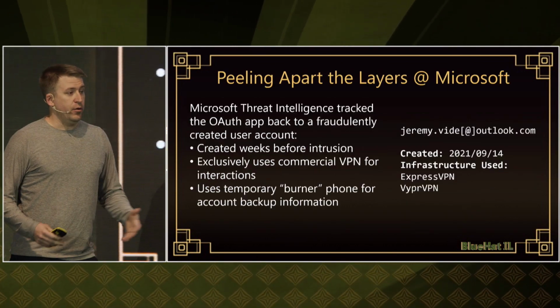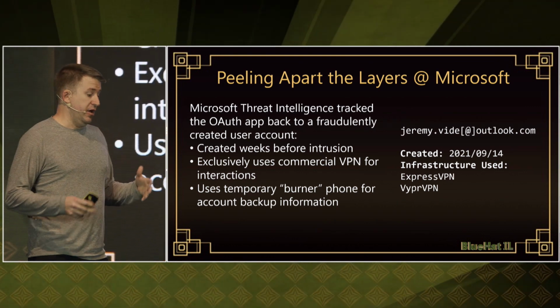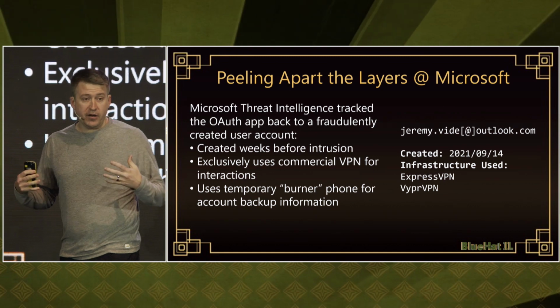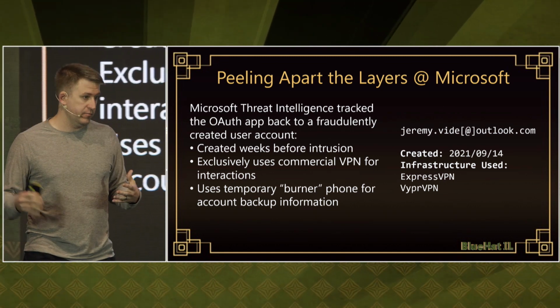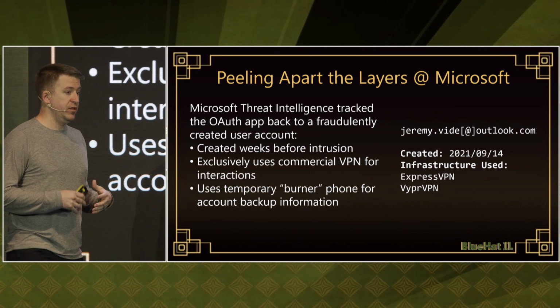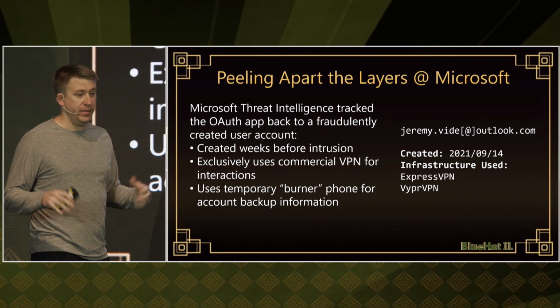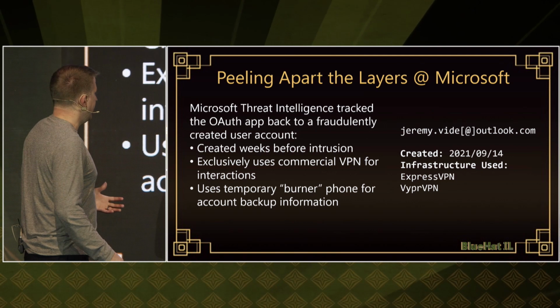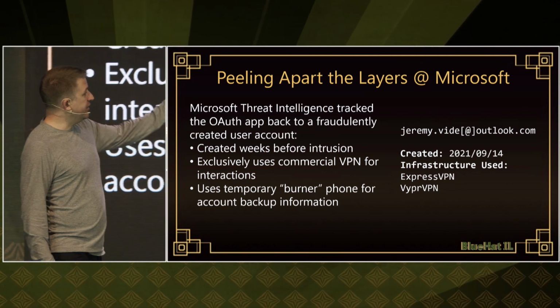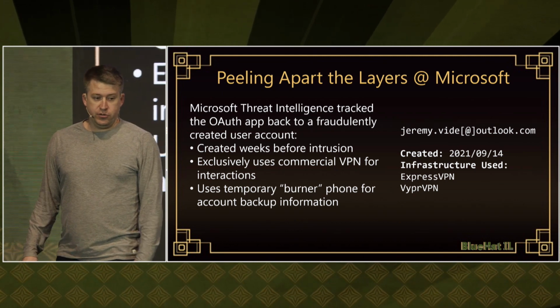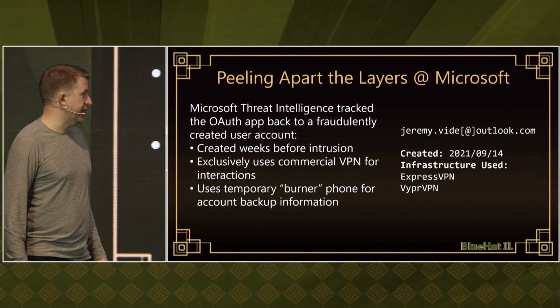So at Microsoft, a client ID and a refresh token, particularly a client ID, doesn't mean much to the average reverse engineer. But at Microsoft, we can peel that back a layer, and we can actually go in and look at the OAuth application that was created and who created it and start working backwards there. So our investigation took us down this road, and we identified Mr. Jeremy Vide at Outlook.com was used to create this particular OAuth application.